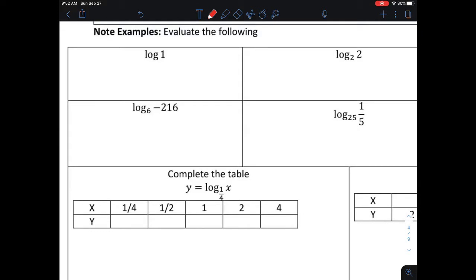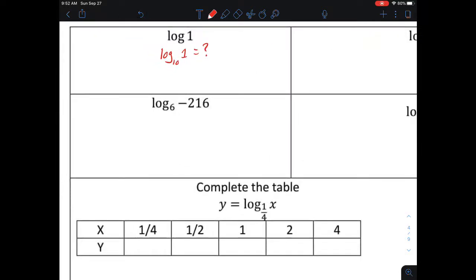And so we have log of 1. Now, if you don't see a base of a log, it is an implied 10. That's a common log. So we really have log base 10 of 1, and we want to know, what does that equal? Well, until you get better at working with logs, it's often helpful to rewrite this as an exponential function. So I could rewrite this as 10 to the what power is equal to 1, which gives me 0. So log of 1 is 0.